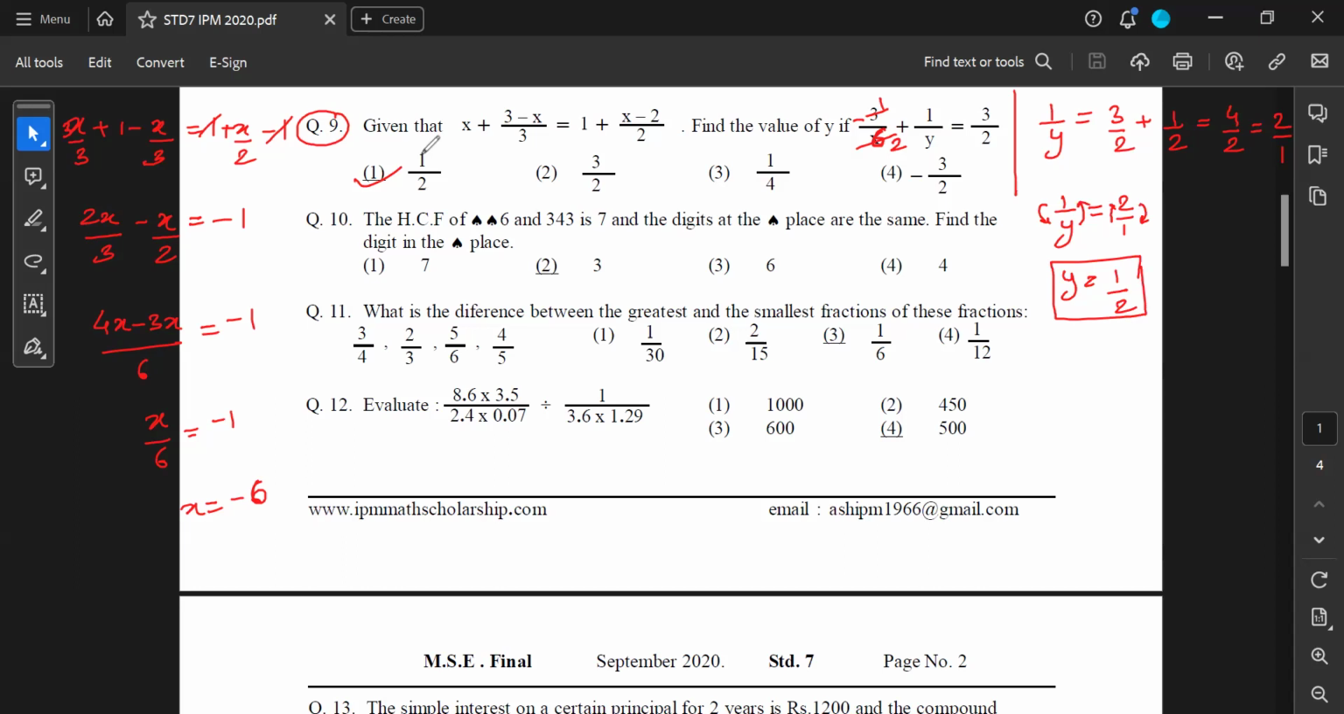Sir, I have a doubt. Yeah, tell me. Sir, I understood everything, but the first part where you told x plus 1 minus x by 3, how did you get 2x by 3 minus x by 2? Over here, this was x. I multiply and divide by 3, so this becomes 3x. 3x minus 1x is 2x. Okay sir, I understood. Thank you, sir.